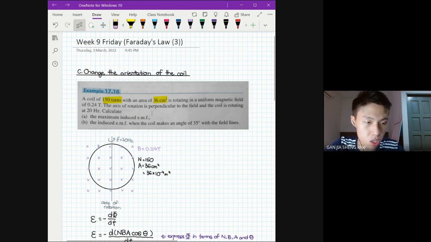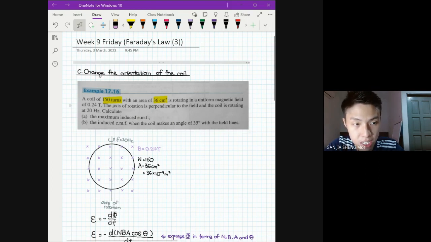So I draw all these crosses to represent the uniform magnetic field. They didn't define where the magnetic field is pointing towards, so I just assume it to be pointing into the page. That's why it's easier to draw and it's easier for you to see as well. Then it tells us that the magnetic field is 0.24 Tesla. So this is what I've written down over here.